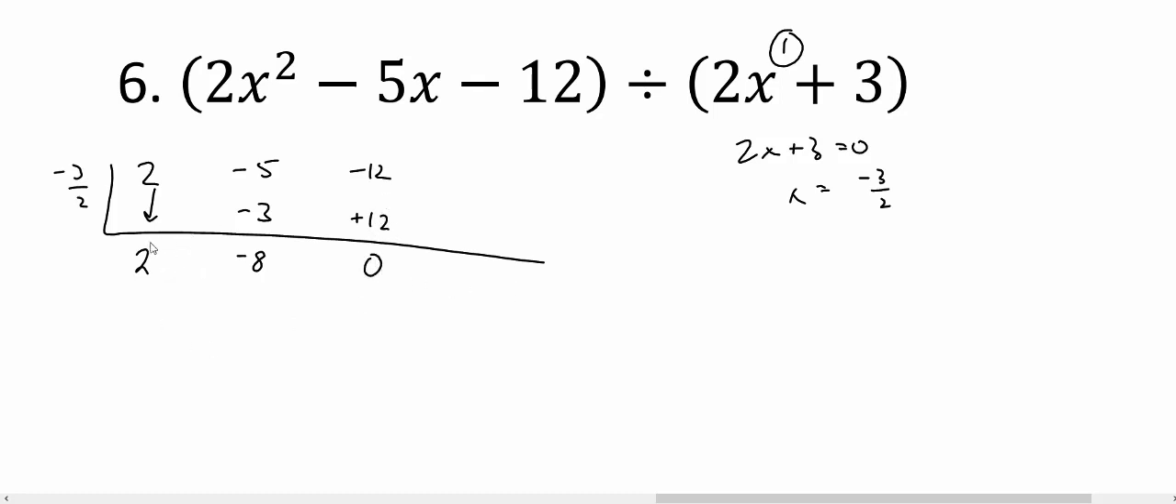Okay, so this right here is really 2x. Remember, I take this number, I minus 1, I get 2x minus 8. Here's the problem. Well, first off, this is a remainder, so it's 0. So that means we're good. There's no remainder because it goes in evenly, so that's good.